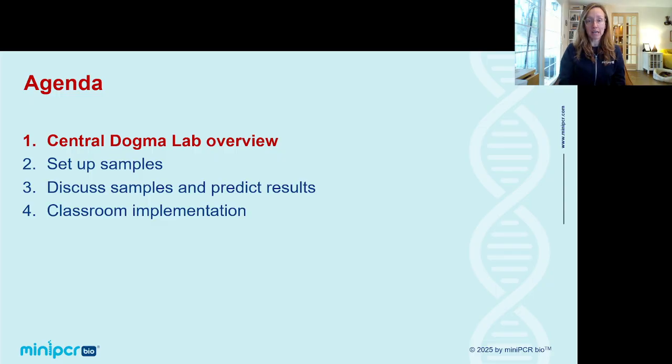In our session today, I'm going to begin by just giving you an overview of the Central Dogma Lab. We're going to break and do some hands-on work. I'm going to set up my samples so you'll see how the protocol looks when it's executed in real time. There'll be a brief incubation, during which time I will back up and explain the samples that I prepared. We'll talk through predicting our results. And then I'm going to close by talking about classroom implementation, explaining what it would take to bring this to your students and the different options you have for customizing it and differentiating it.